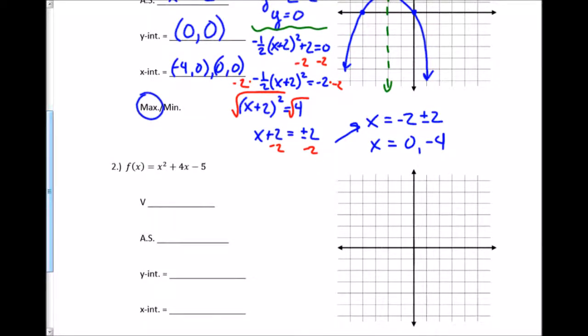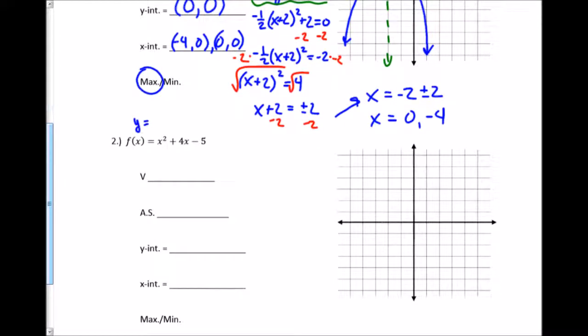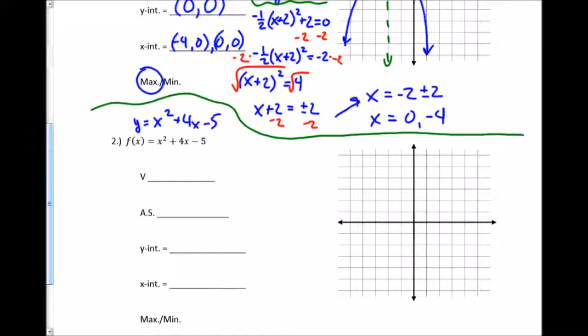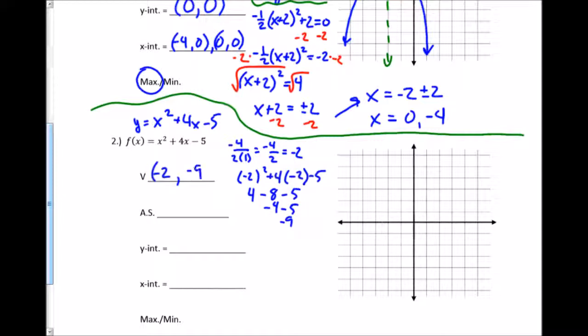For this one, keep in mind that f of x is the same thing as saying y equals x squared plus 4x minus 5. This one's in standard form, so to find the vertex, I have to do the opposite of b over 2a. The opposite of b is -4, over 2 times a, which is 1. So it's -4 over 2, which is -2. That's the x value for my vertex. To find the y value, I just plug that in. So (-2) squared plus 4 times -2 minus 5. That's 4 minus 8 minus 5, which is -4 minus 5. So I get -9.